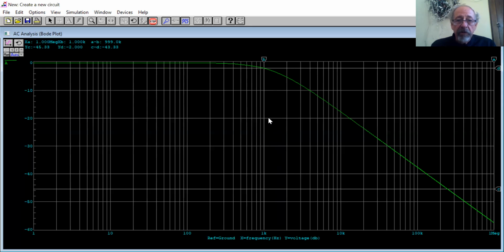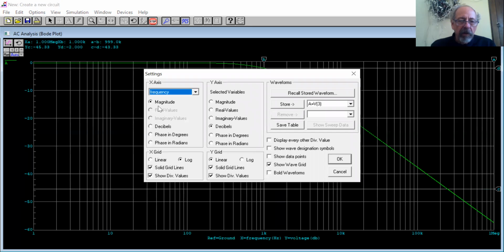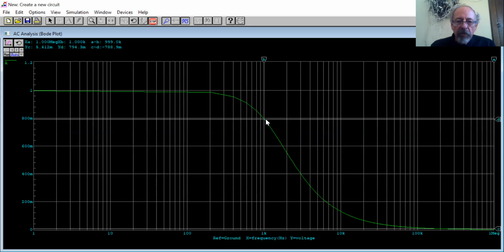If I want to have numbers, I can go back here and change the Y to magnitude, and hit OK. And it shows that I'm down to about 0.8 of the input at the output at 1 kilohertz.